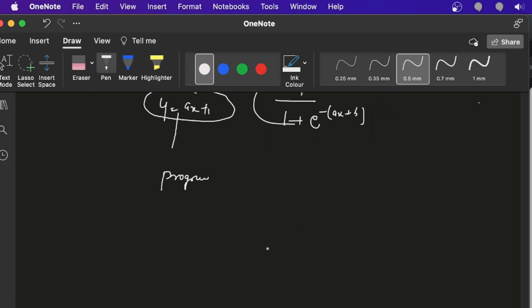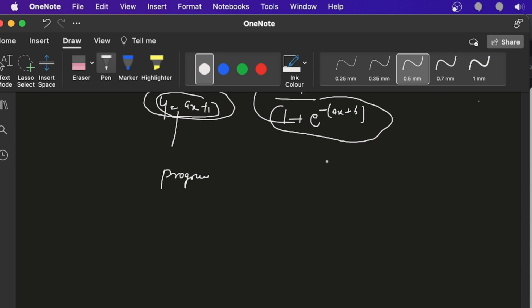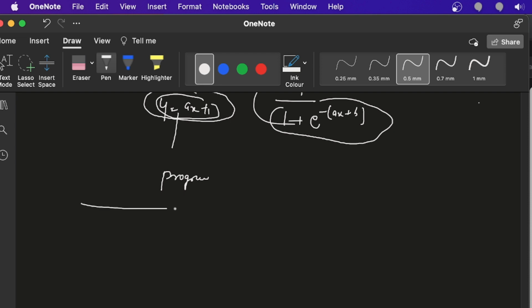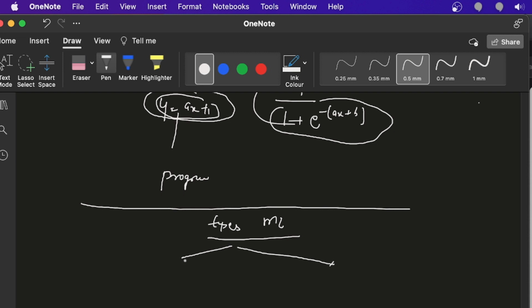Now the question is how we decide the model. To understand this, you have to understand the types of machine learning. Basically, there are two types of machine learning. One is supervised machine learning. The second is unsupervised machine learning.